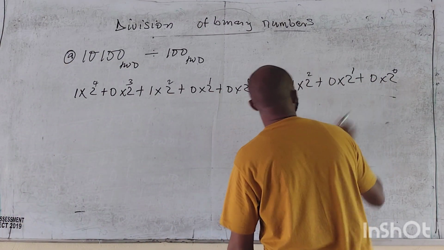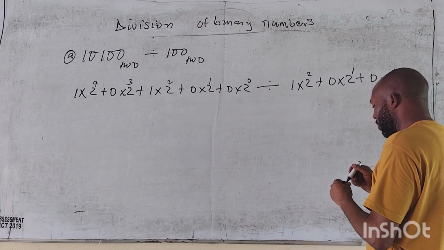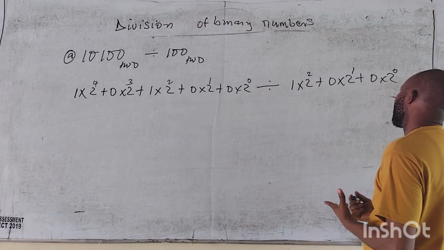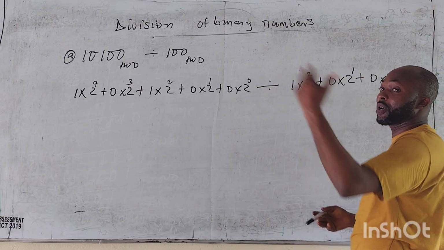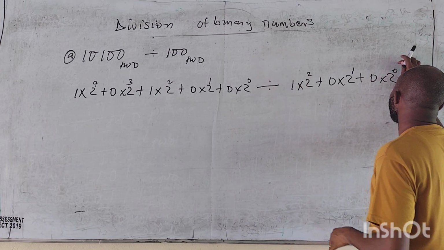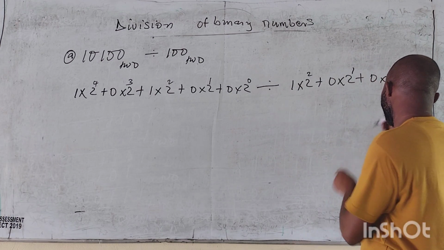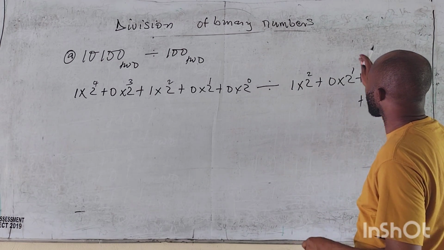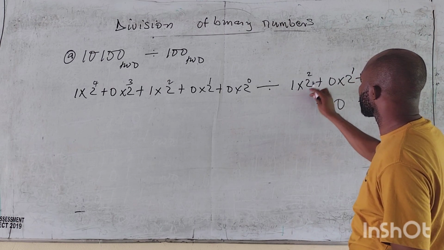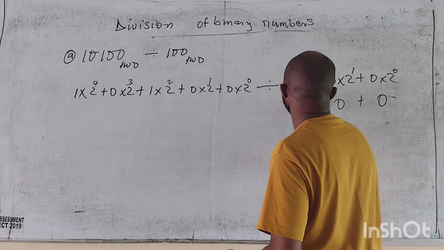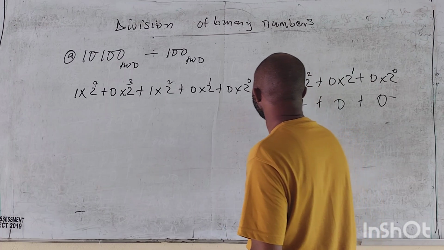Let's start from this side. 2 raised to the power 0 is 1. The index law states that any number raised to the power 0 is 1. So 1 times 0 is 0. Plus 2 raised to the power 1 is 2, times 0, 0. Plus 2 raised to the power 2 is 4, 4 times 1 is 4. This is my divisor, so I come back here.